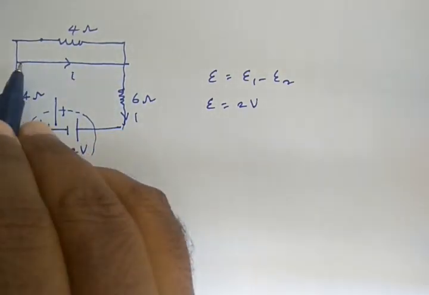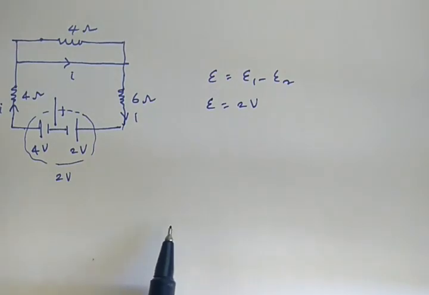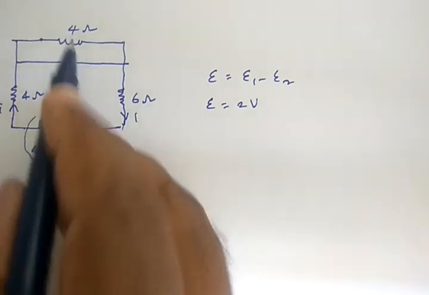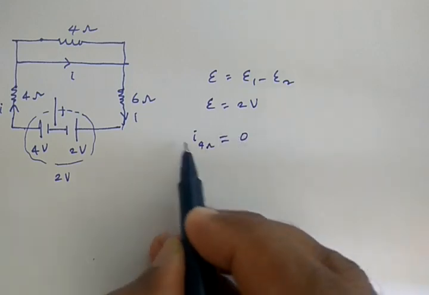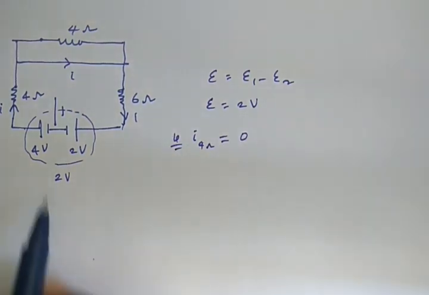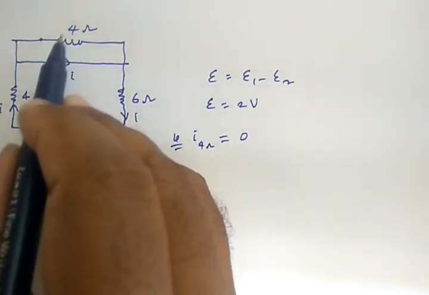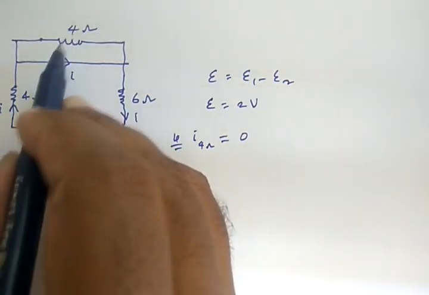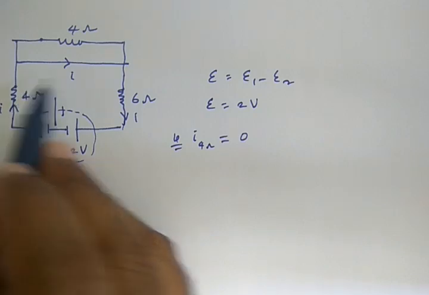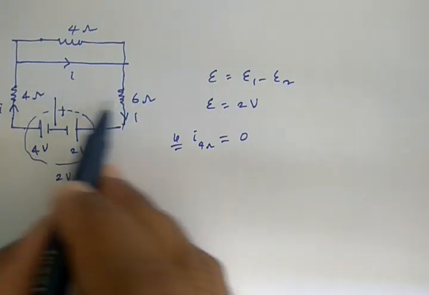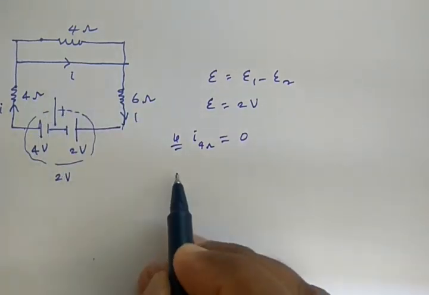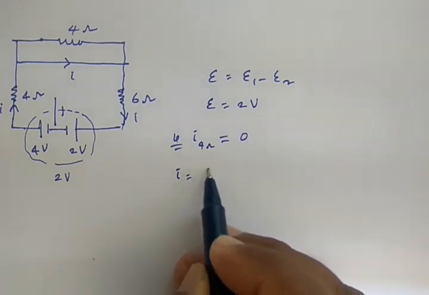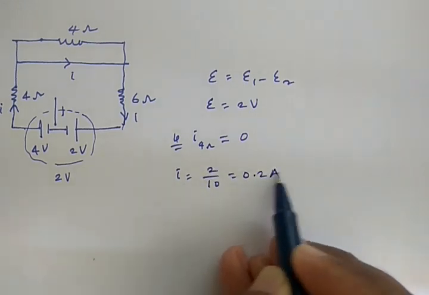So it means the total current will go through this line, and no current will go through the 4 ohm resistor. So we can say the current through the 4 ohm resistor is 0. That's the upper part. Now if there is no current here, you can even remove that connection. Then 4 ohm and 6 ohm are both in series. The net resistance of this combination is 10 ohm. Then 10 ohm is connected to a 2 volt battery, so the current will be 2 by 10, that equals 0.2 ampere.